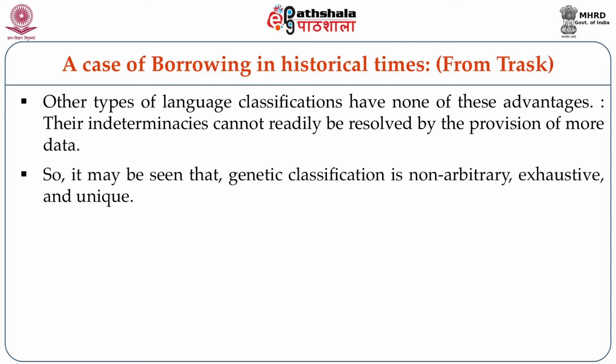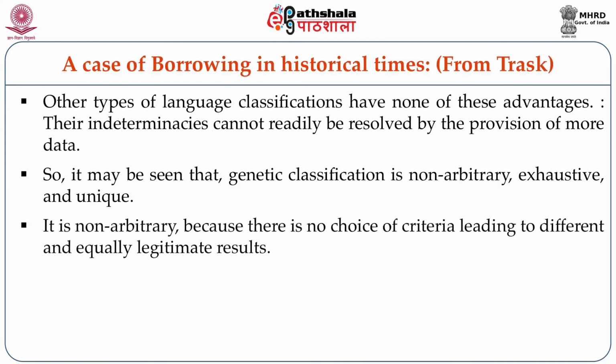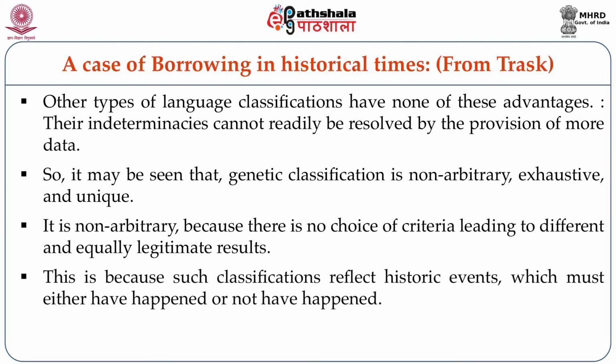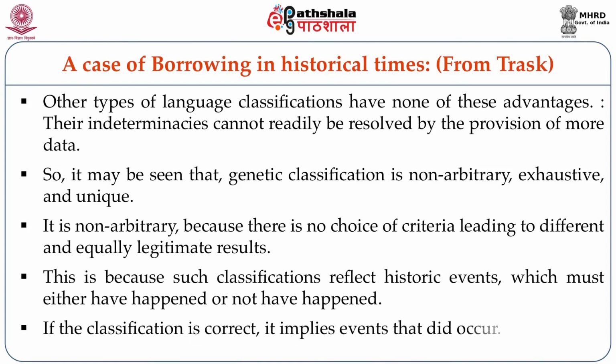So it may be seen that genetic classification is non-arbitrary, exhaustive, and unique. It is non-arbitrary because there is no choice of criteria leading to different and equally legitimate results. This is because such classifications reflect historic events which must either have happened or not have happened. If the classification is correct, it implies events that did occur.